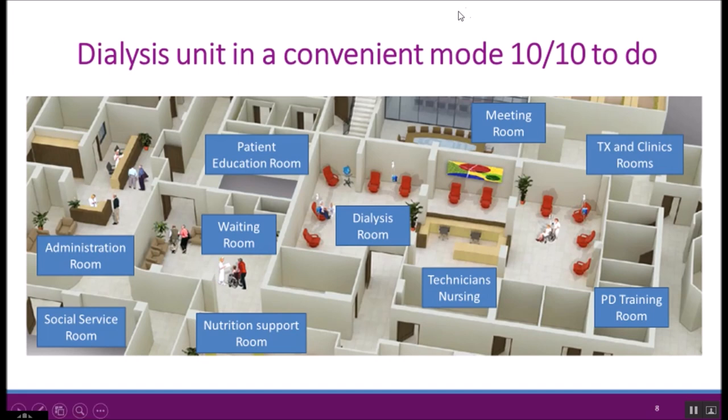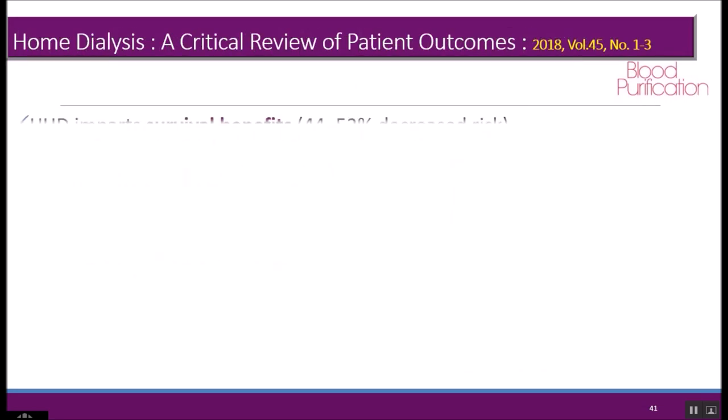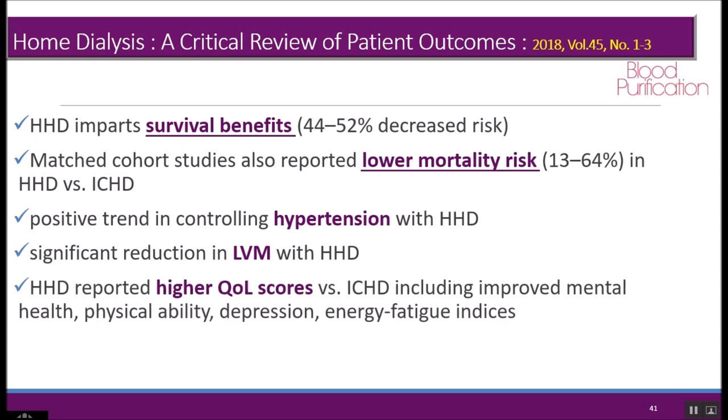The structure of the hemodialysis unit is important because at least 10 points should be fulfilled in each dialysis unit. You need an administration room, educational room, waiting room, nutritional support, social support, technician and nursing rooms, and meeting rooms to discuss each individual patient at risk. We also have encouraging transplantation clinics and the PD training program. Or you may have to advise your patients on home hemodialysis. Home hemodialysis has been shown to improve survival with lower mortality risk, is more convenient and more prolonged, controls hypertension and left ventricular mass better, and is reported to give higher quality of life.